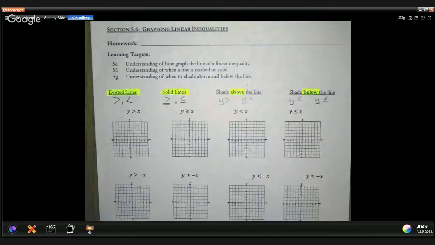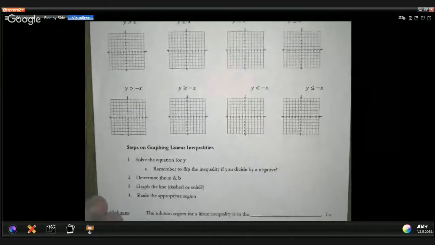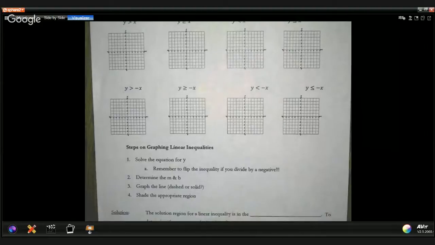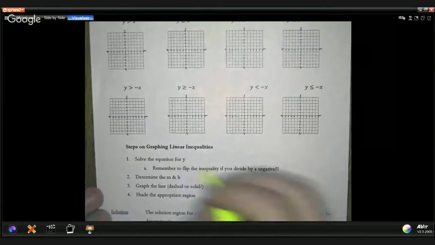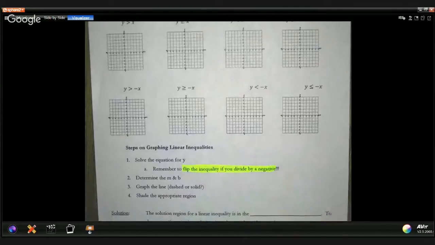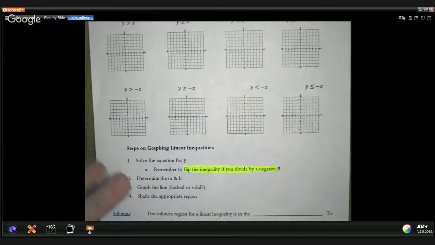So for all problems, the process is: the first step you need to do is try and solve each equation for y. A lot of times it's going to be there already, so that's good. The second thing you have to do is flip the inequality if you divide, and that's the step that a lot of people are going to forget. Remember that rule: if you divide by a negative, you flip the inequality.